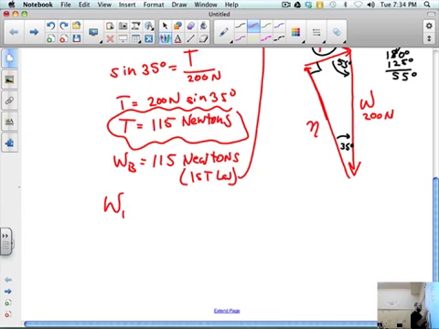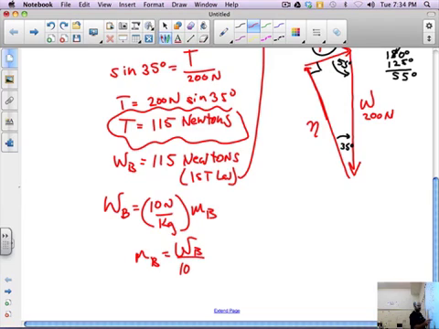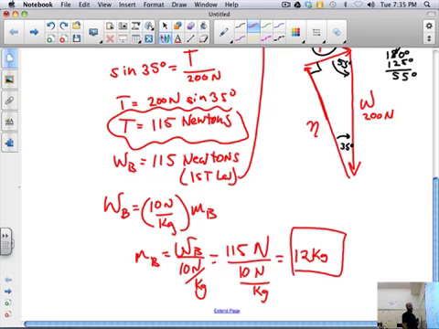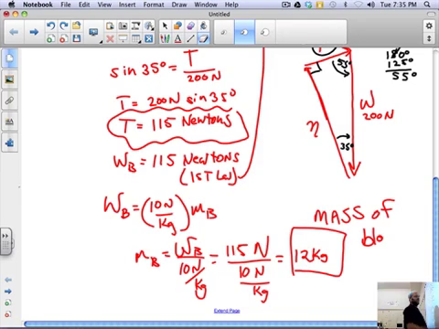So now that I know the weight of object B, let's just work out the mass. Weight of object B is equal to 10 newtons per kilogram times the mass of object B. The mass of object B, therefore, is going to be the weight of object B divided by 10 newtons per kilogram. So that's 115 newtons divided by 10. Newtons are going to cancel, giving kilograms in the end. So what's this? 11.5? So I'm talking about 12 kilograms, roughly. And part A is now done. This is the mass of the hanging mass.